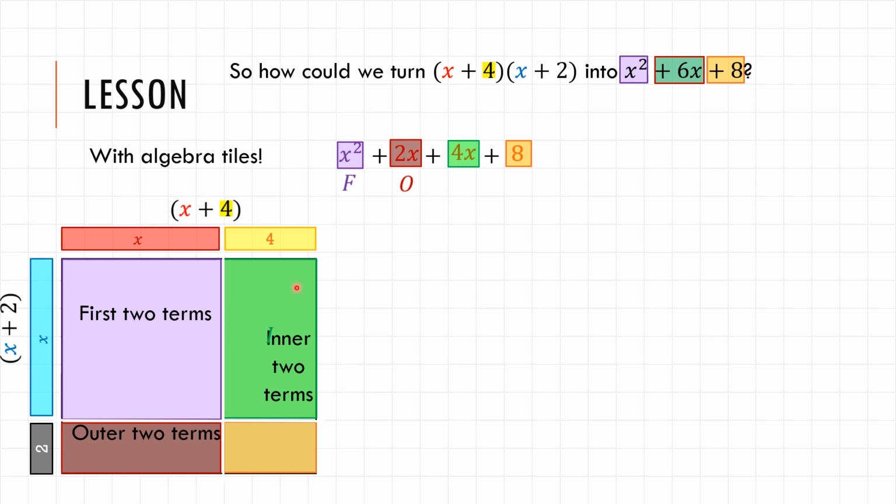This term here will always be the inner two terms. So I'll put an I right there. So this is 4 times x, right? That's how I got it. 4 times x is 4x.